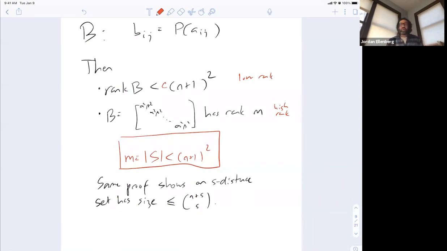So the right order of growth for how big an s-distance set can be in R^n is on order n to the s, which I think is not at all obvious from purely combinatorial means. And there are people who know a lot more about extremal combinatorics than me, so maybe it's just my ignorance, but I don't know a non-linear-algebra proof of this geometric fact. Okay, I think we are ready to go beyond rank.